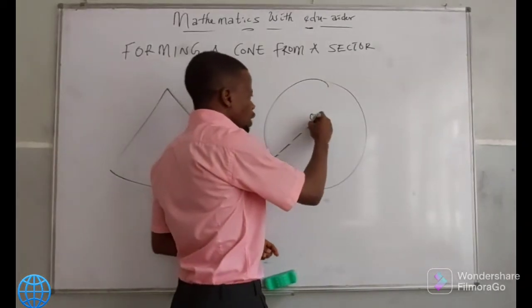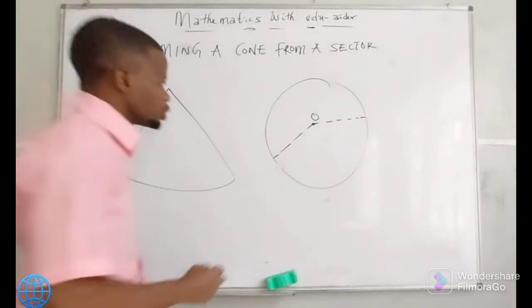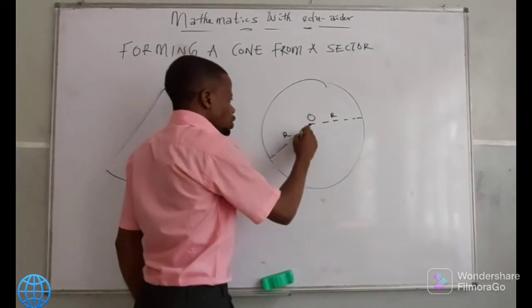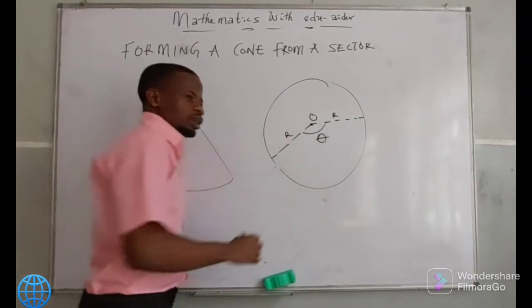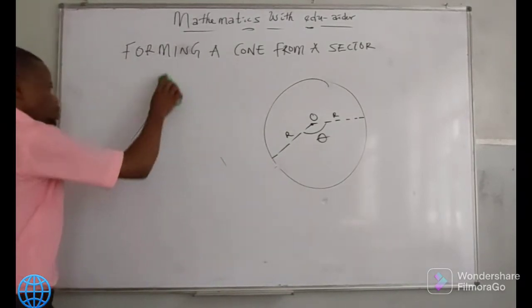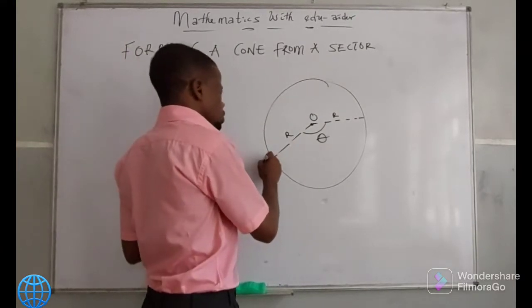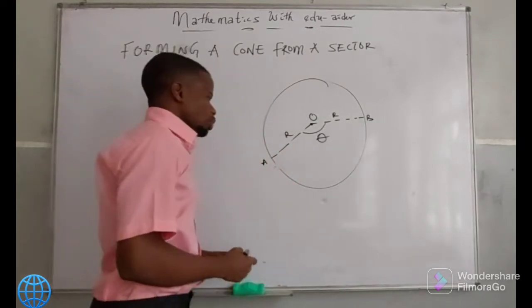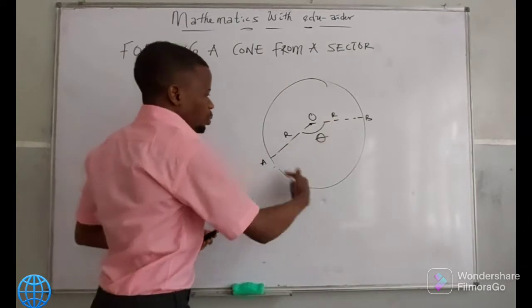Then we have these two, which can equally be the radius. This is also the radius. So we have this place as the radii, then we have this angle as theta. Now if you cut out this place, this is our sector. Let me call it sector AOB.